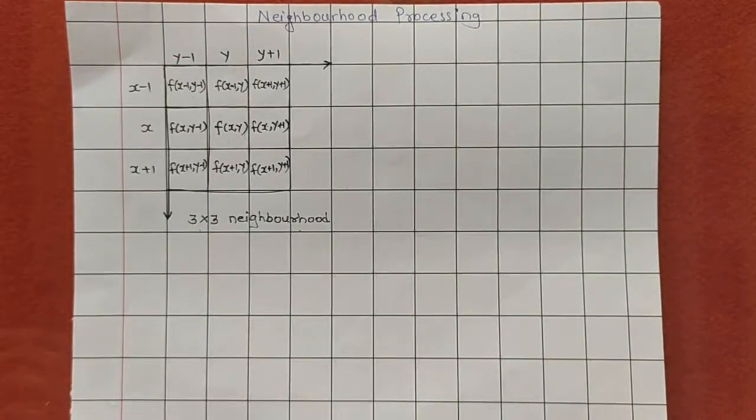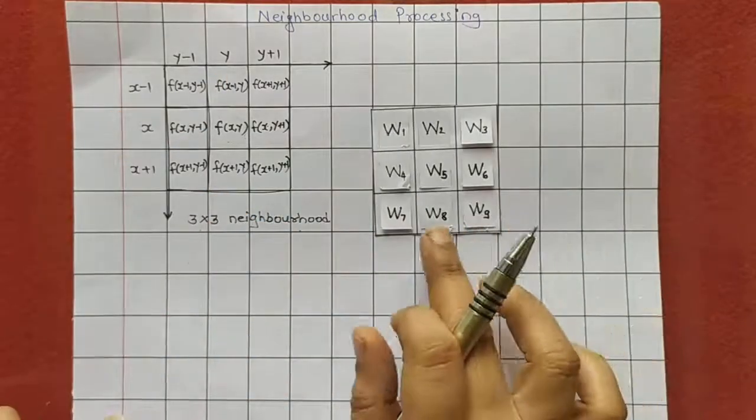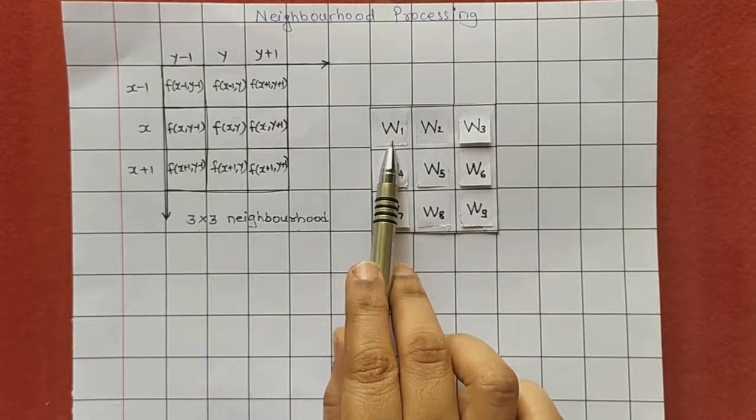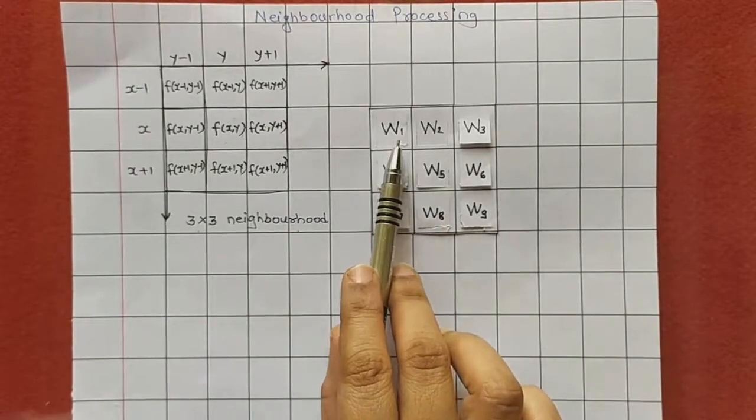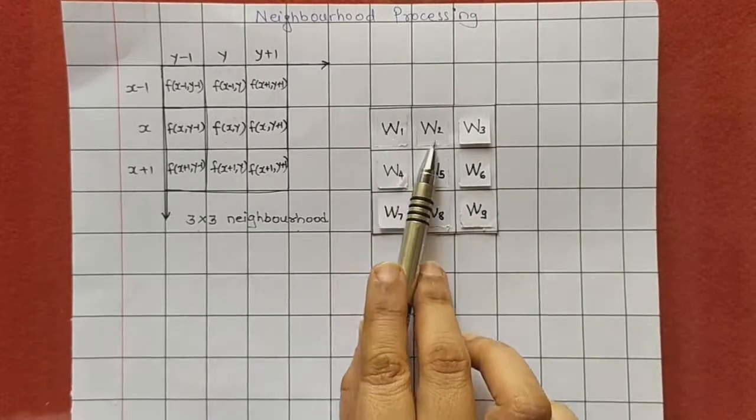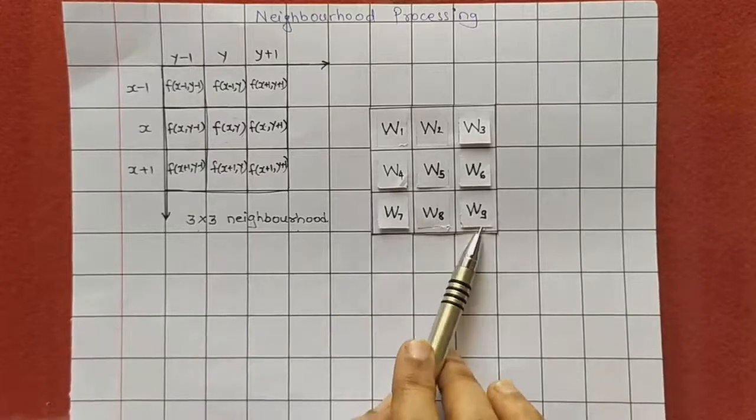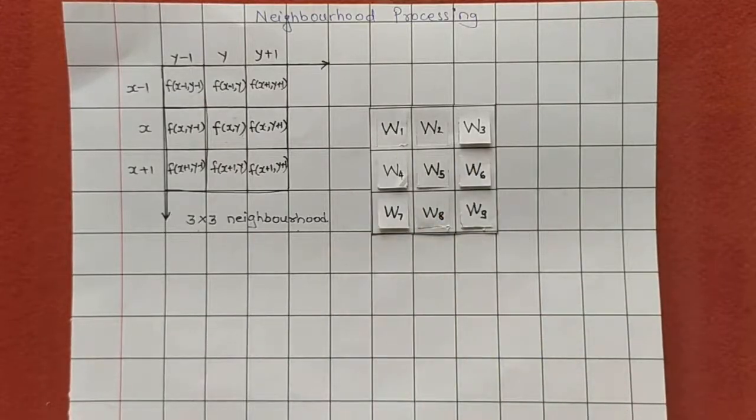For processing the image using the neighborhood processing technique, we have to use a mask. We can use a 3 by 3 mask, a 5 by 5 mask or a 7 by 7 mask. Here one 3 by 3 mask is represented. These are the coefficients of the mask: W1, W2, W3, W4, W5, W6, W7, W8 and W9.